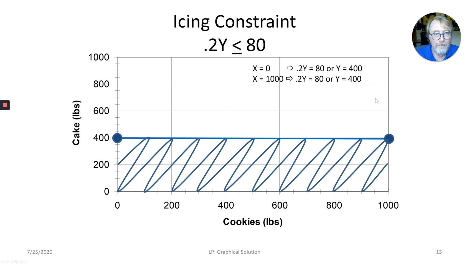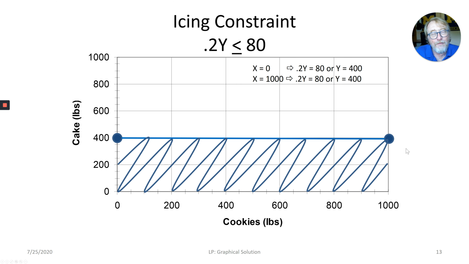And then icing is a little bit tricky, right? Because there's no X in it. And so icing is just a constant. You put X equal to 0. Well, what is Y if X is equal to 0? It's 400. If X is 1,000, what's Y? Well, it's 400. It's a straight line, and you're in the region below it, right? So cookies don't matter because you're just icing cakes. I don't care how many cookies you make. I'm just icing cakes. Go away. Don't bother me with your cookies.